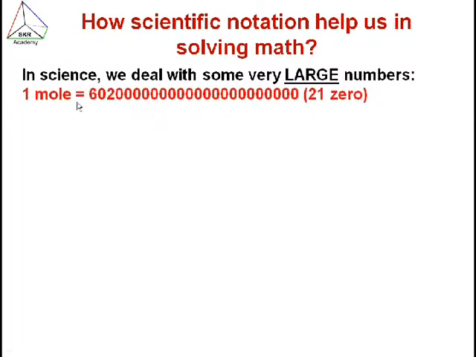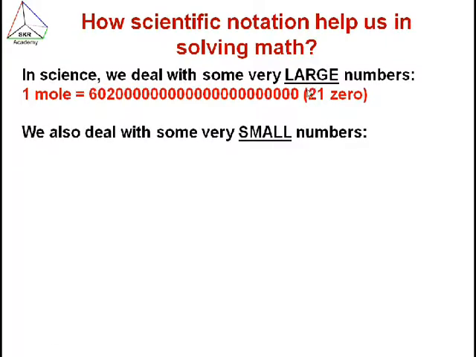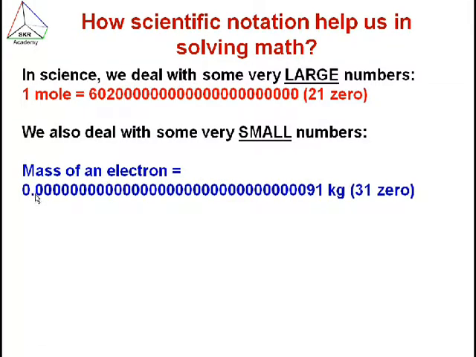For an example, 1 mole is equal to 6.022 times 10 to the power 23, so many zeros are there. In the same way, we also deal with some very small numbers. For an example, the mass of an electron, which is equal to 0.000...0031 and then 91 kilogram. So you can see how small the weight of an electron is.